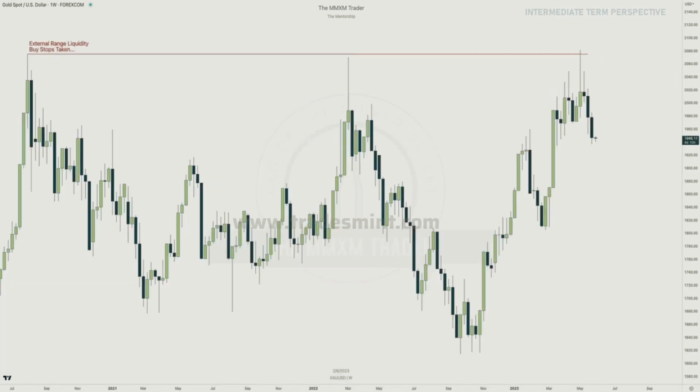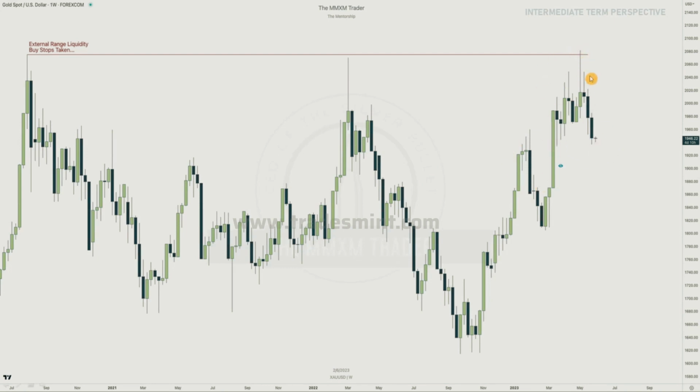And eventually we take out those buy stops, right? All the way down from our long-term perspective, that weekly breaker, right? And then continuation up all the way into the buy stops. So after we take that external range liquidity, those buy stops, we can expect what? From external to internal, right? So what would be our next drawn liquidity? If you guessed internal range liquidity, you are right, because we go from external to internal.